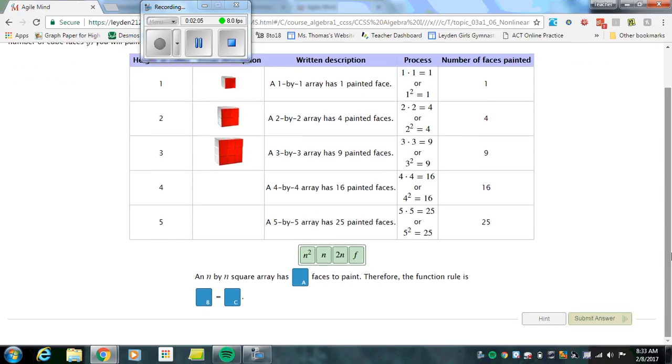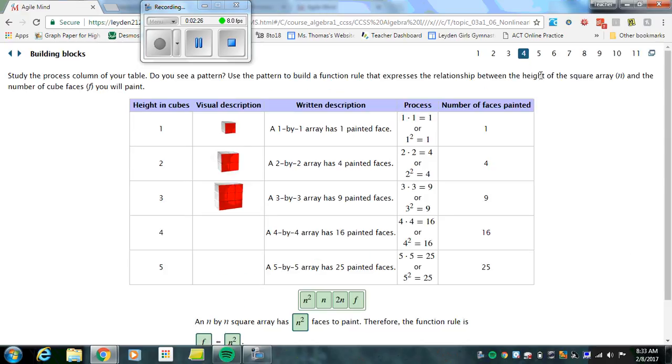So now let's make it a general statement. An n by n array, so that means any size, has n squared faces to paint. Therefore, the function rule is f, the function, equals n squared. Slide 5.